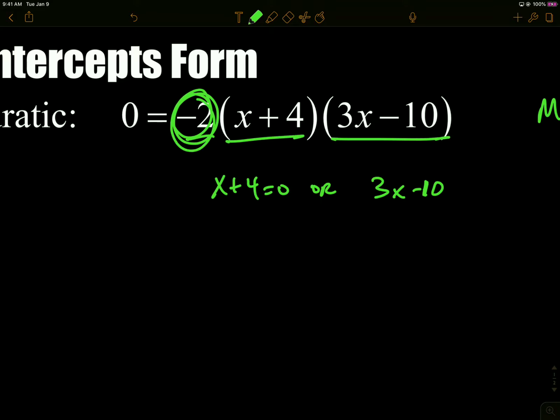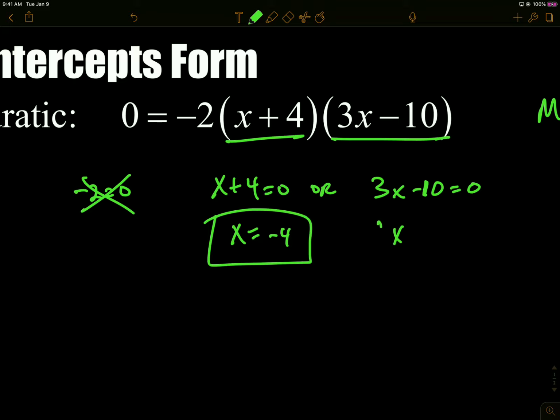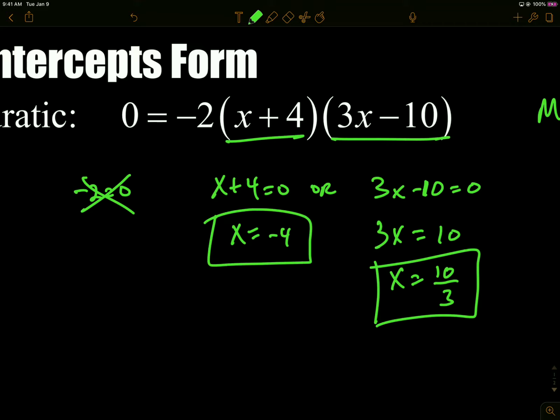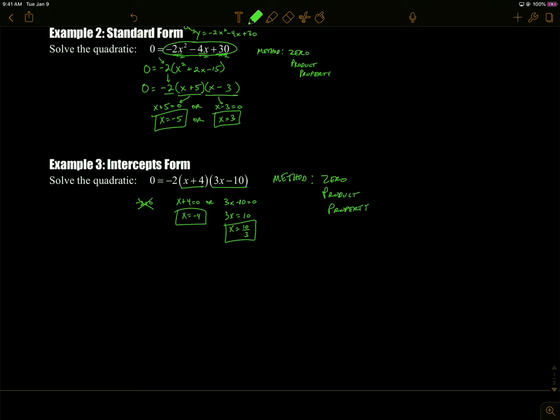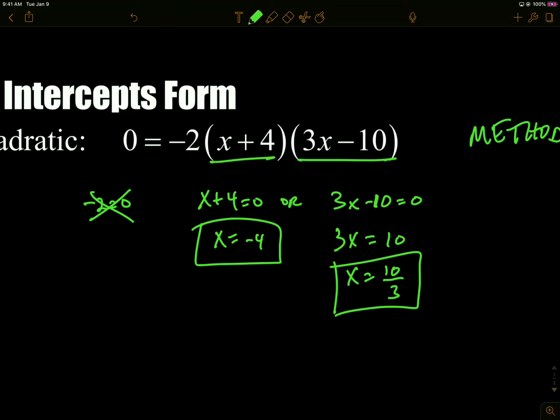This one, keep in mind, can never be 0 because it's always negative 2. So I don't make an equation like negative 2 equals 0 because I can't solve it. It doesn't have an x in it. So if I do x plus 4, I subtract 4. And here, if I get 3x minus 10 equals 0, I'm going to add 10 to both sides. Then I'm going to divide by 3. Those are my two solutions. So once you have it factored and equal to 0, you set each factor equal to 0 to solve. That's what the zero product property tells us. It allows us to set each factor equal to 0 to solve it.